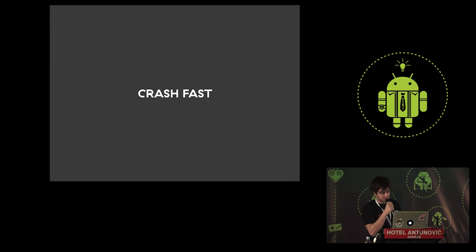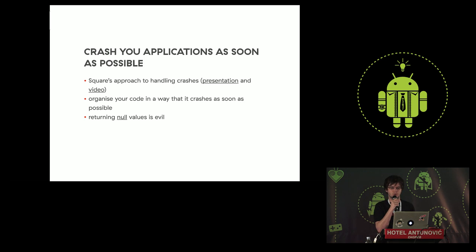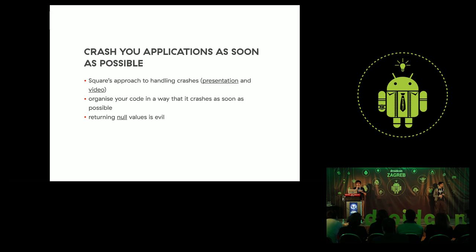Okay, the next thing is a coding principle called crash fast. This is basically just a way how you organize your code, and we have only one rule, and that rule is really simple. You need to crash your application as soon as possible. So basically, when you have a method which takes some input parameters, you need to perform a large number of local validation rules at the beginning of the method so that you cover all the cases. If something goes wrong, you need to throw an exception with some meaningful description. And if everything goes okay, then you return just the result of your method.